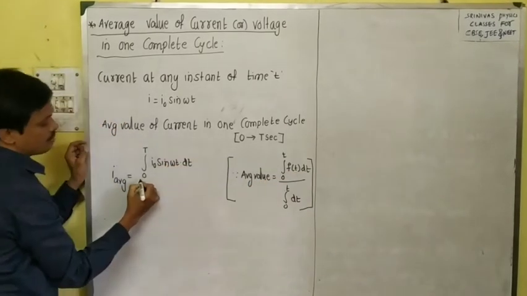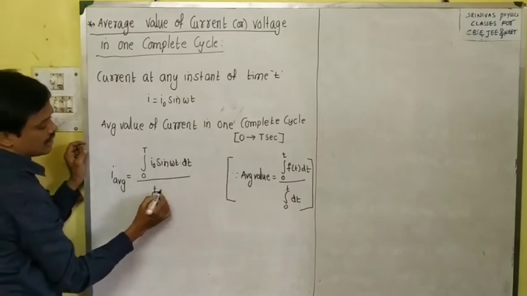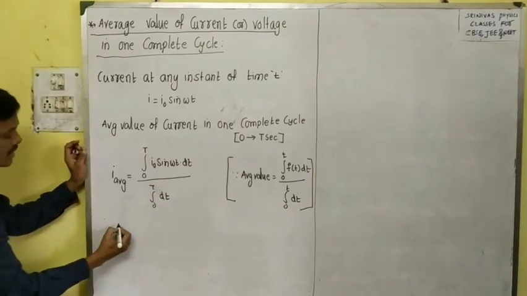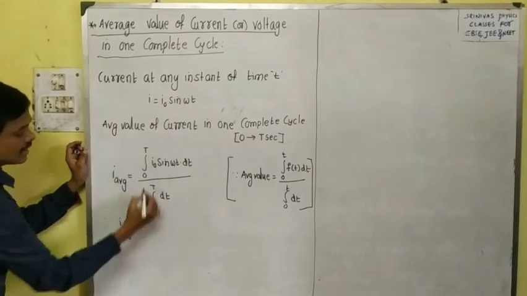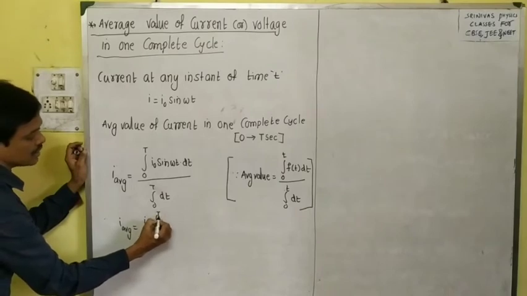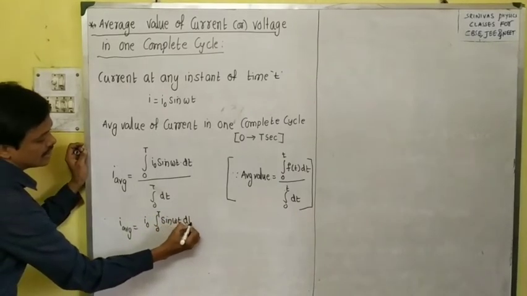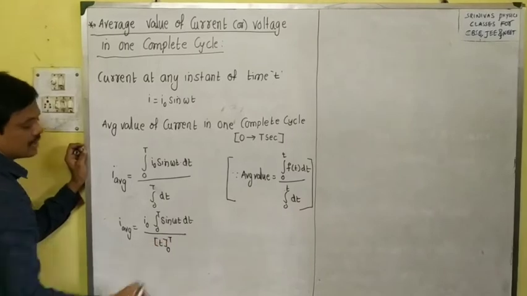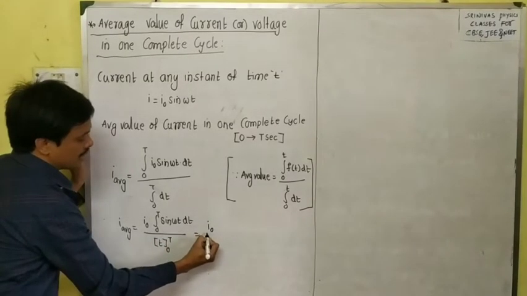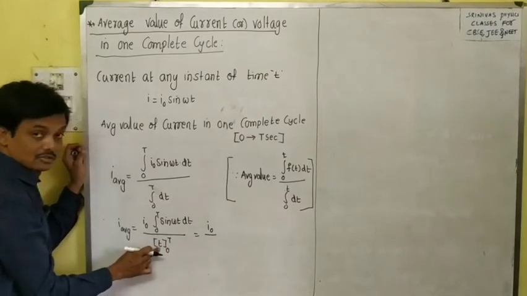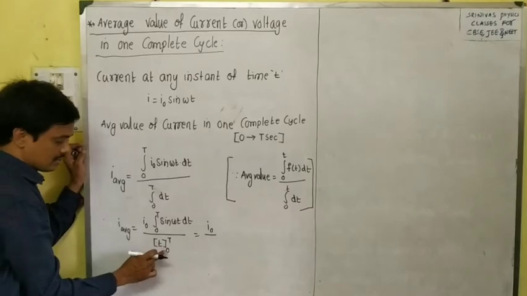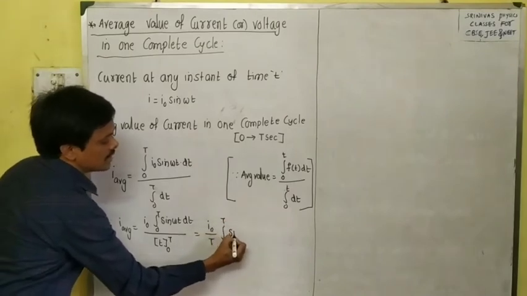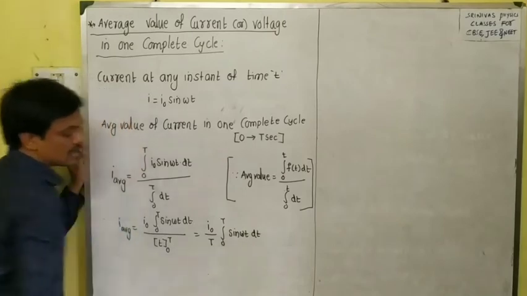So we write the integration from 0 to capital T of I dt, divided by the integration from 0 to capital T of dt. Then the average value of current is I naught outside, the integration from 0 to T of sin omega t dt, divided by the integral of dt, which is t, with limits 0 to capital T. Substituting the limits, capital T minus 0, we get capital T in the denominator.